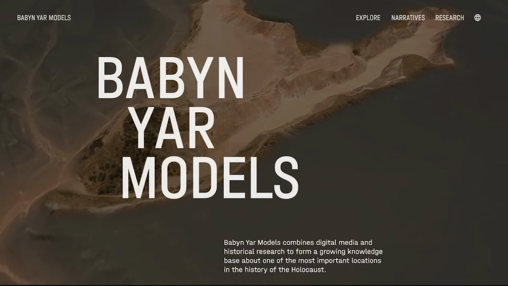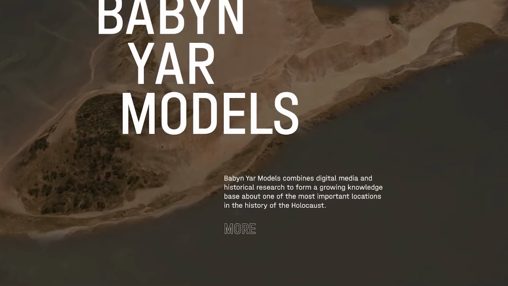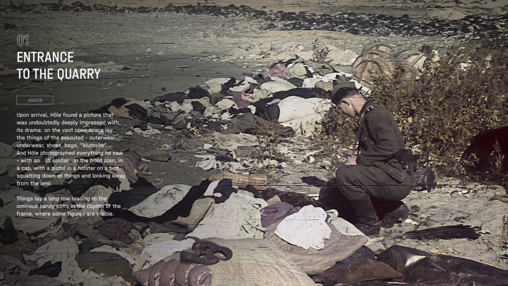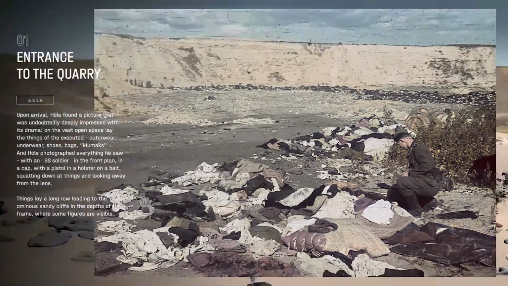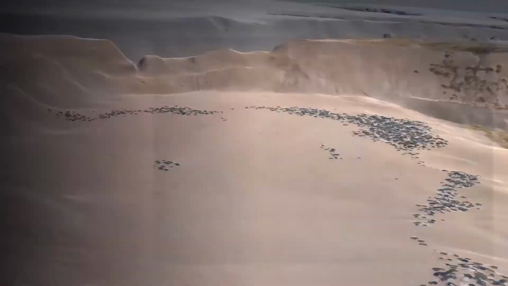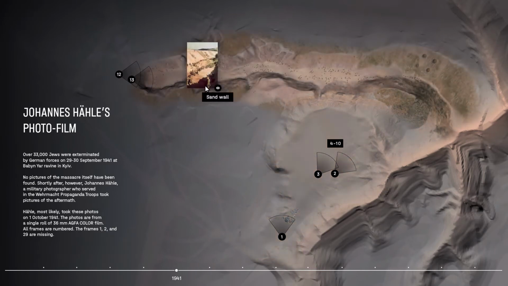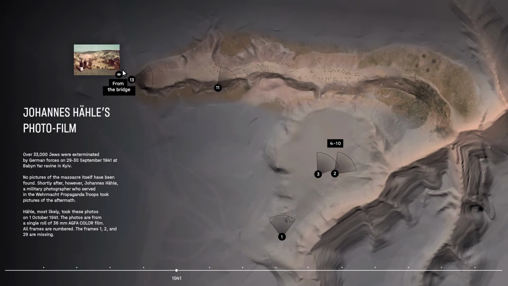Babyn Yar Models combines digital media and historical research to form a growing knowledge base about one of the most important locations in the history of the Holocaust. The lost territory of Babyn Yar is composed of archive materials and is accessible to an online audience in the form of an interactive 3D model.